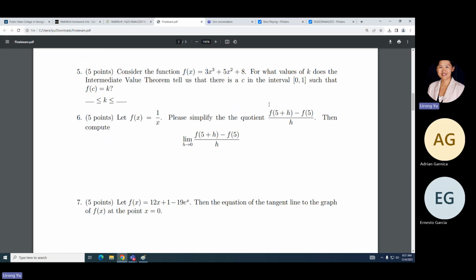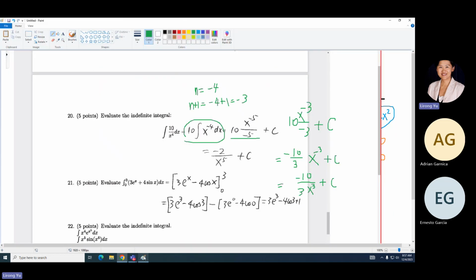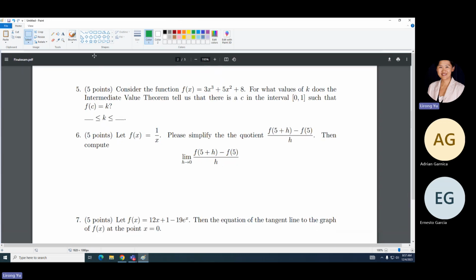Let me finish. Let's see what formula we need. Number 6, the formula will be the definition of the derivative. If you remember that, you can rewrite it. The derivative of any function equals the limit of the quotient: f of x plus h minus f of x, divided by h, as h approaches 0. That was the original definition of a derivative.